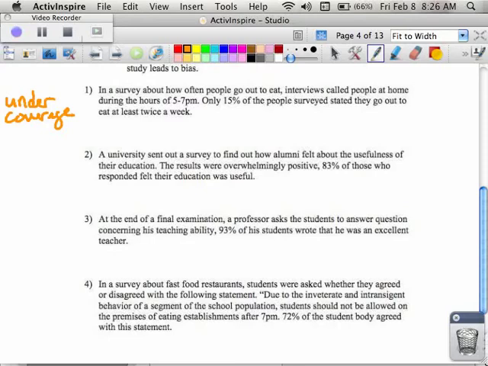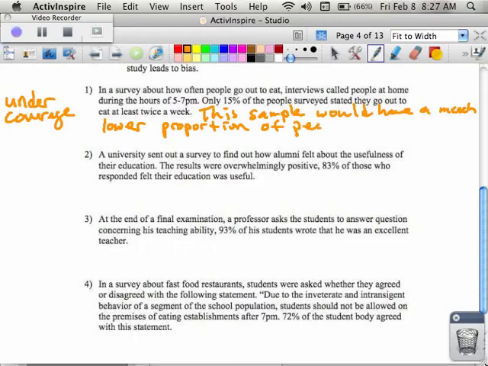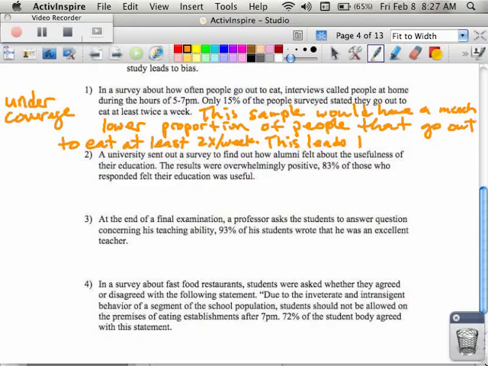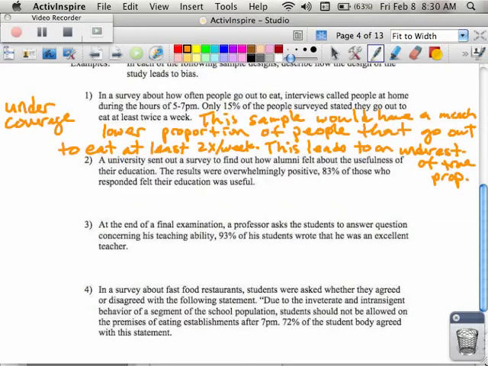Why? Well, first of all, this sample would have a much lower proportion of people that go out to eat at least twice a week, and it would lead to an underestimate of the true proportion. Okay, so number 1, very frustrating.